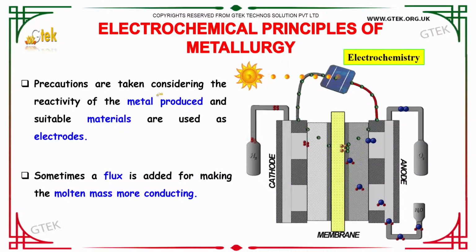So precautions are taken considering the reactivity of the metal produced and suitable materials are used as electrodes. Sometimes the flux is added for making the molten mass more conducting.